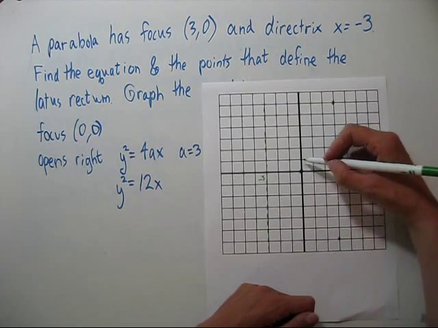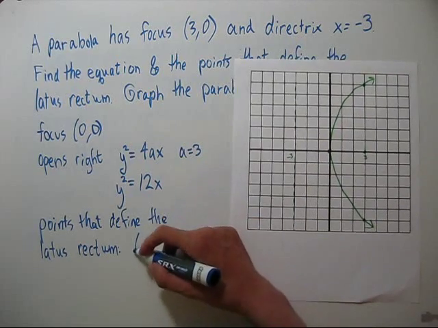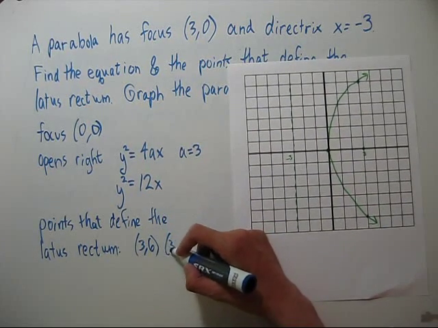Now we can draw our parabola. So our points that define the latus rectum are 3, 6, and 3, negative 6.